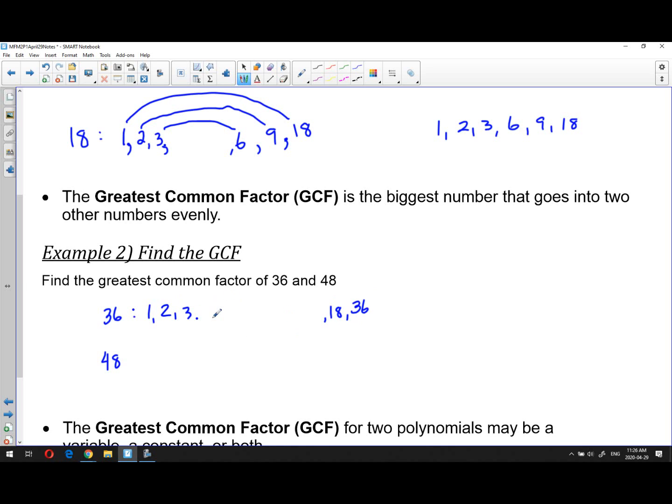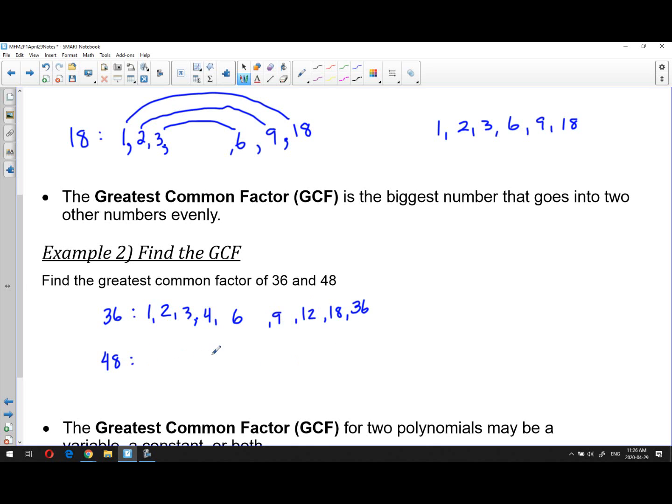3 and 12, 4 and 9. Now 5 is not a factor of 36 because 36 is not divisible by 5, but 6 is a factor of 36. 6 multiplied by 6 gives us 36, so we're just going to write one of those 6's there. So the factors of 36 are 1, 2, 3, 4, 6, 9, 12, 18, and 36.